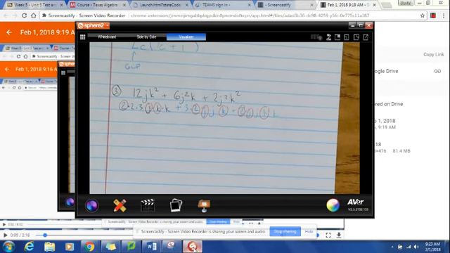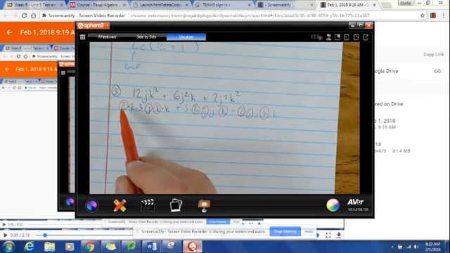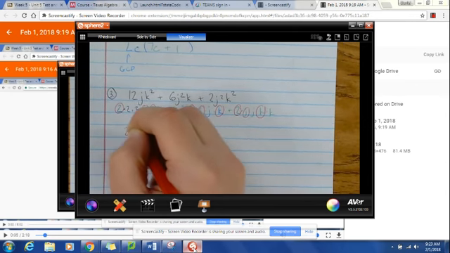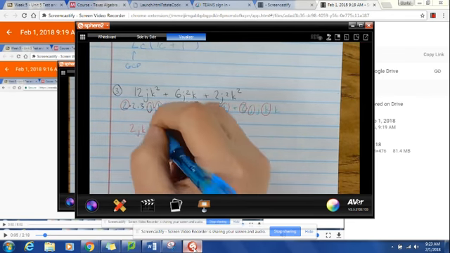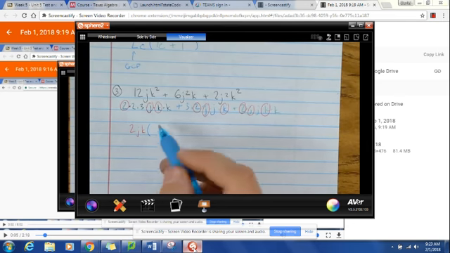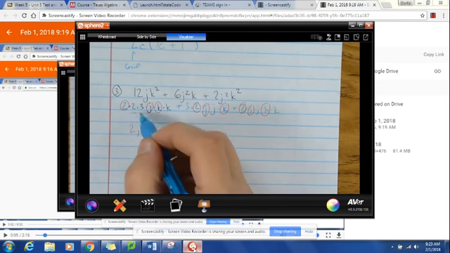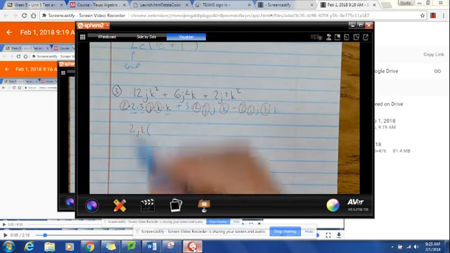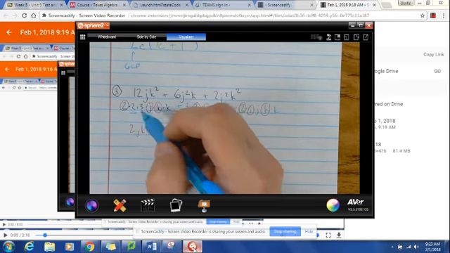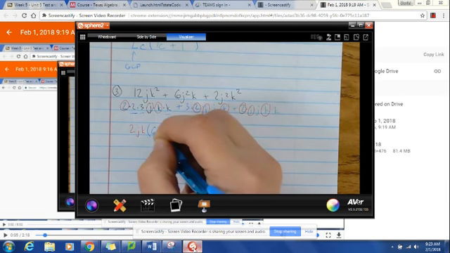Okay, so we're GCFing it. So it looks like 2, J, and K, so 2JK is our GCF. Okay, and so what are we left with in our first term? Cecilia, what are we left with in our first term? 6K, right? 2 times 3 times K.